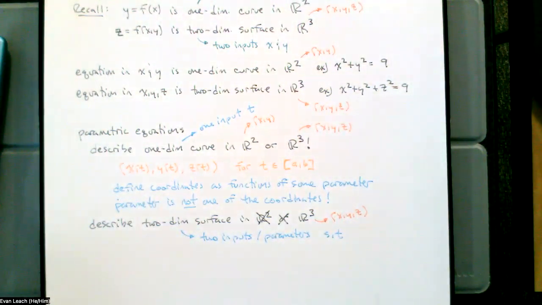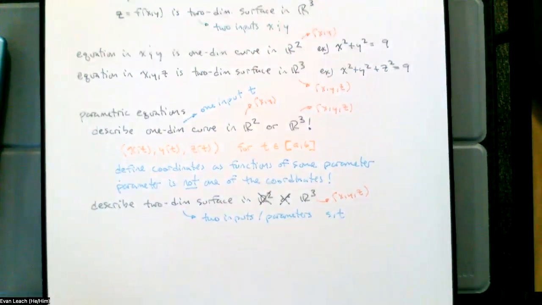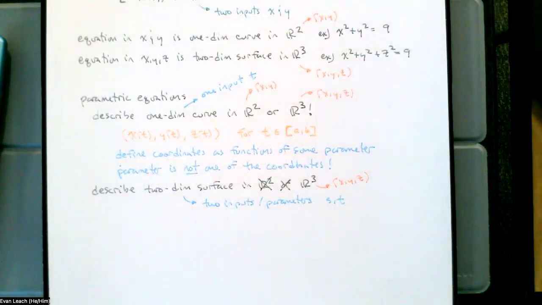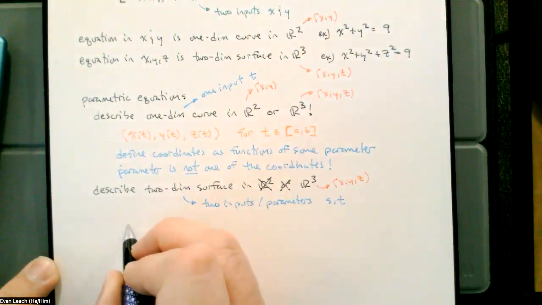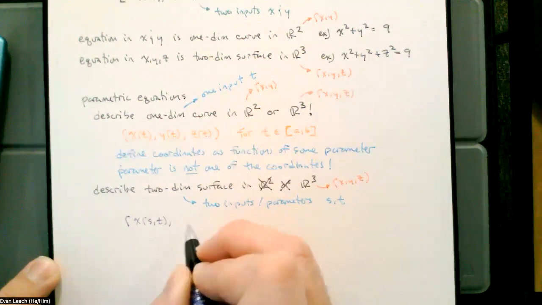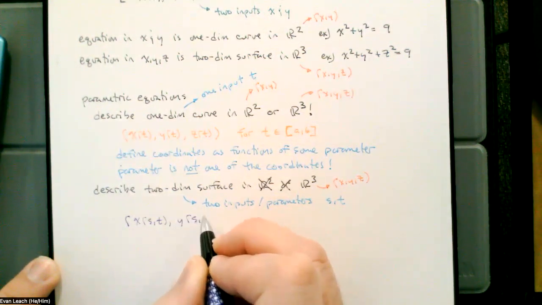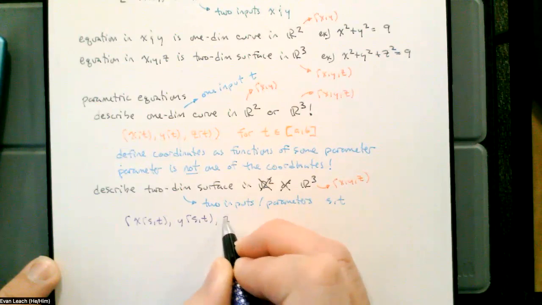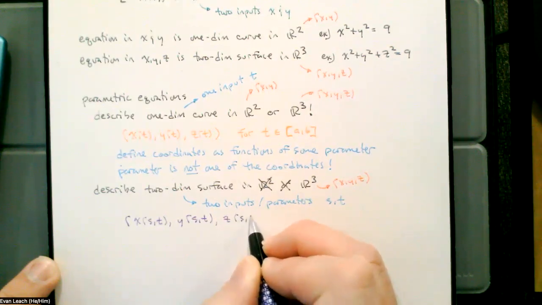So we're going to describe our surface. All that the surface is, is a bunch of coordinates, and we're just trying to organize how we describe all those coordinates. So x will be a function of s and t, y will be a function of s and t, and z can be a function of s and t.